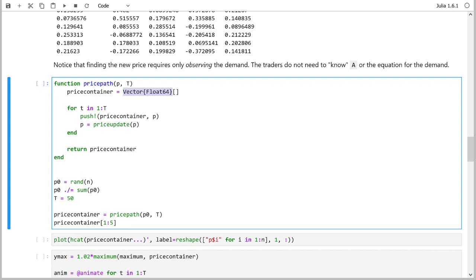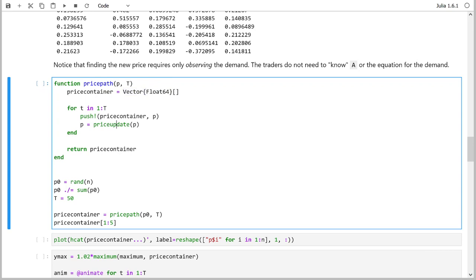So this can be kind of confusing because you only see the word vector once, but it's actually a vector of vectors is what we're going to end up with. And if I just wanted a vector of float64s, then what I would do is I would actually completely remove this, and this would be a blank vector of float64s. But because our prices are vectors, we need a vector of vectors.